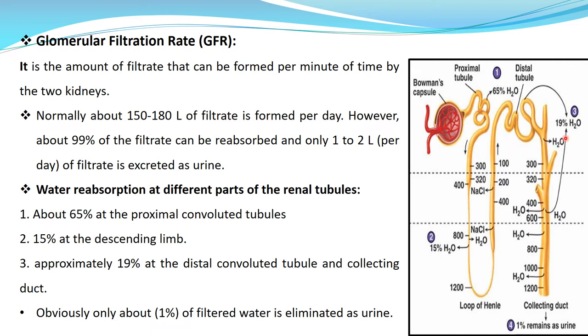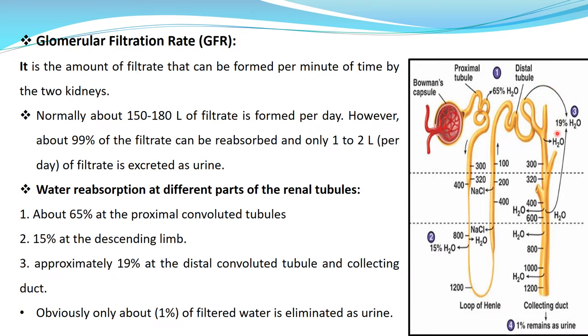Okay, so this volume, the 19% of the water, is directly under the control of a hormone which is called the antidiuretic hormone. We will explain this later. For instance, if you have a defect in the secretion and the function of the antidiuretic hormone, about 19% of this volume of the filtrate cannot be claimed back into the circulatory system. So the patient might have a large urine output, a higher amount of urine compared to a normal person. This condition is called diabetes insipidus. We will explain this later, but please try to remember this.